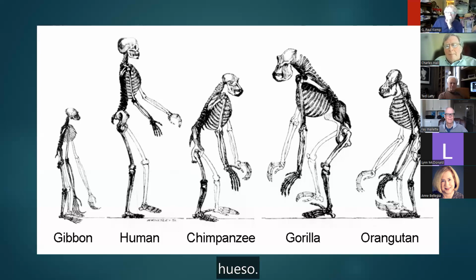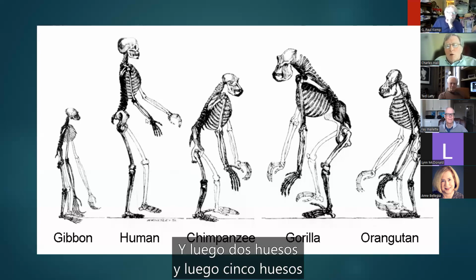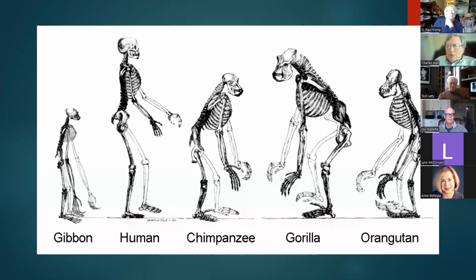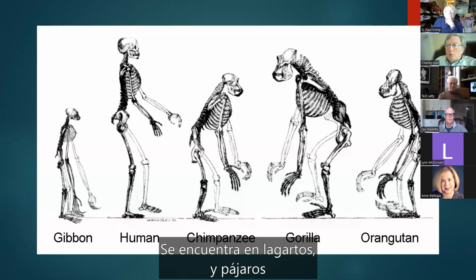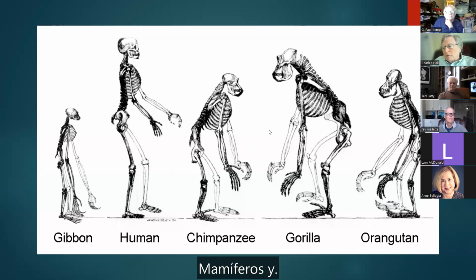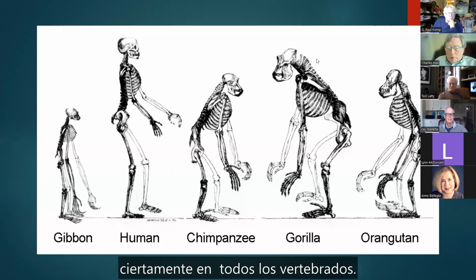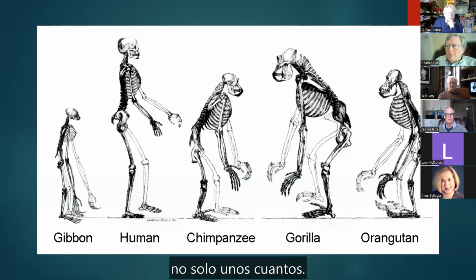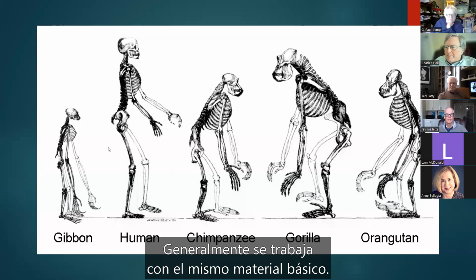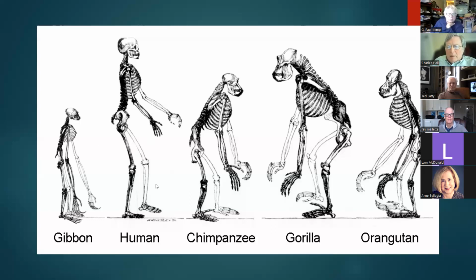This one bone, and then two bones, and then five bones pattern is found in lizards and birds and mammals and essentially all vertebrates, give or take a few. And so evolution generally works with the same basic material and adapts it accordingly to what the animal is doing.